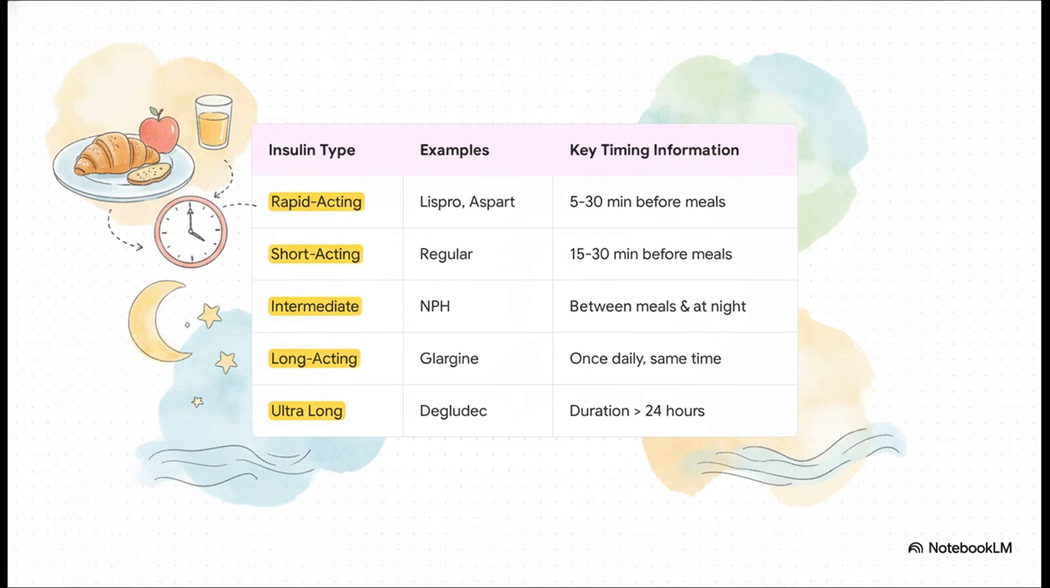Seriously, think of insulin in two ways, bolus and basal. Your rapid and short-acting insulins, that's your bolus, your mealtime coverage. It's designed to handle the carbs you're about to eat. Then you have your intermediate and long-acting insulins, that's your basal or background insulin. It works to keep glucose levels steady between meals and overnight. Getting this balance right is the whole game.